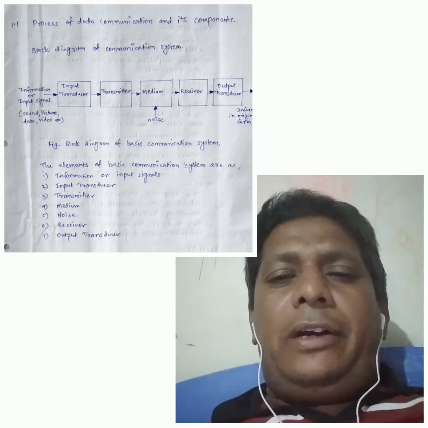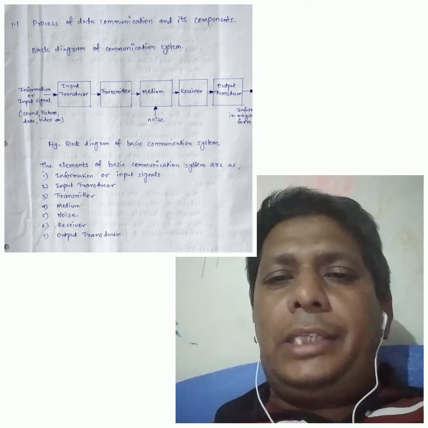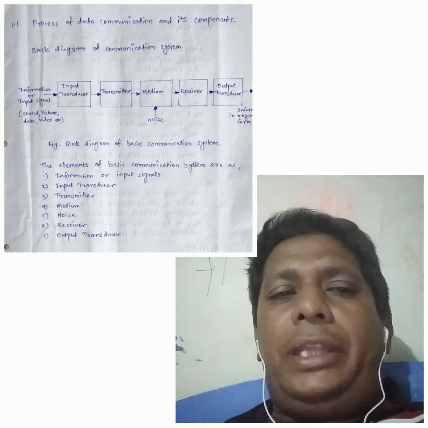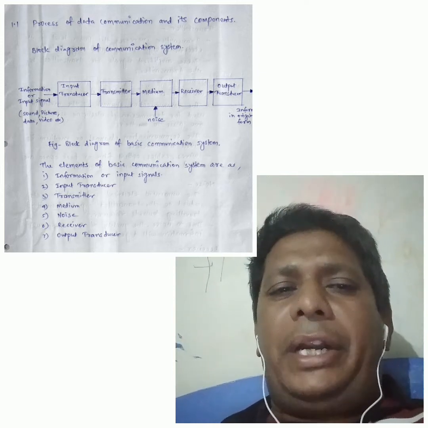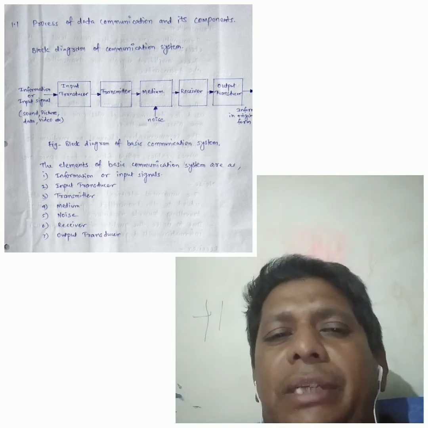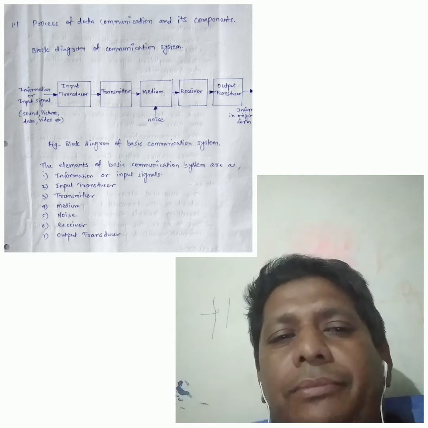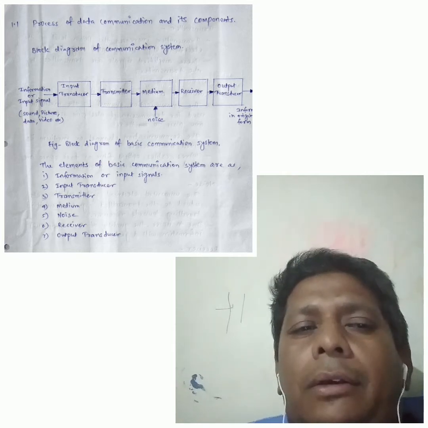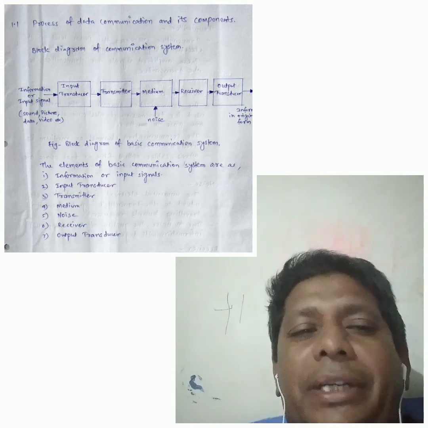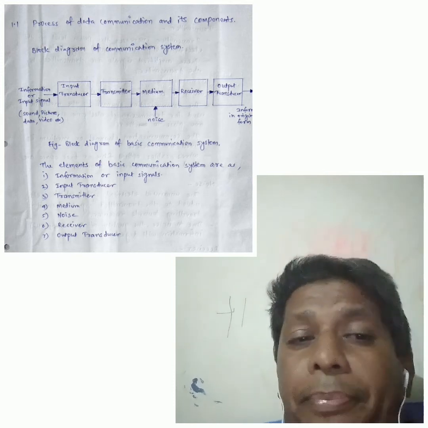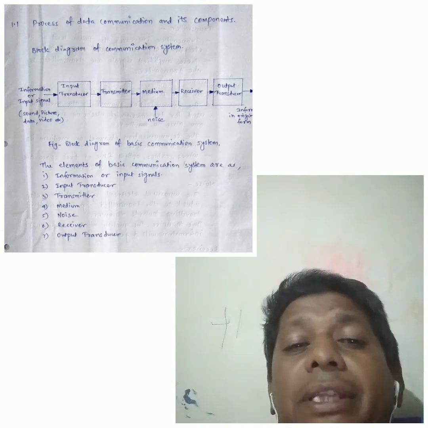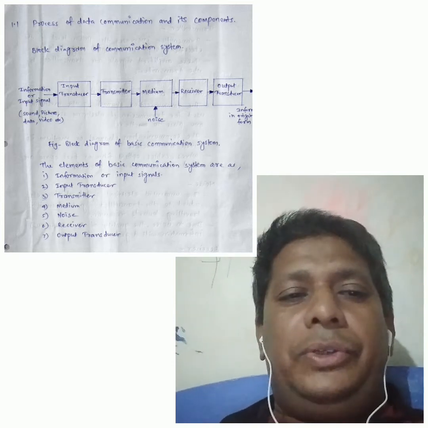The first topic of the first chapter, Introduction to Data Communication, is the process of data communication and its components. As shown in the figure, the block diagram of a data communication system, the elements of a basic communication system are: first, information or input signal; second, input transducer; third, a transmitter; fourth, medium; fifth, noise; sixth, receiver; and seventh, output transducer.